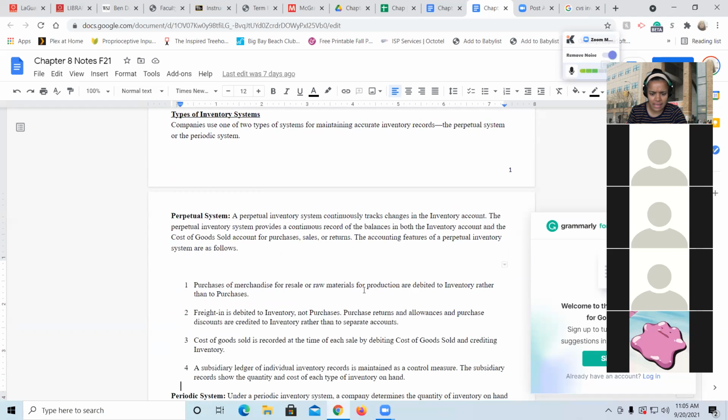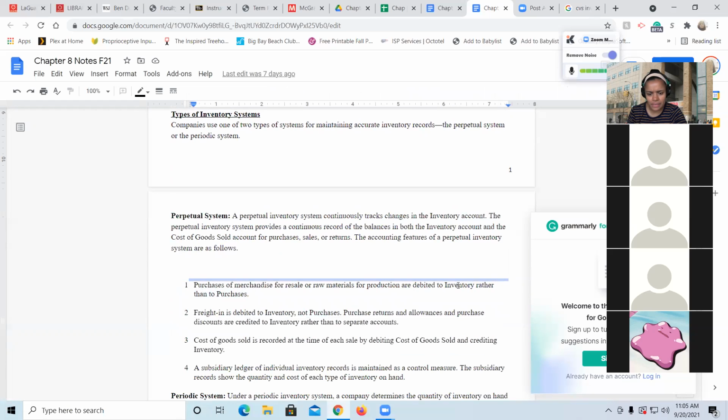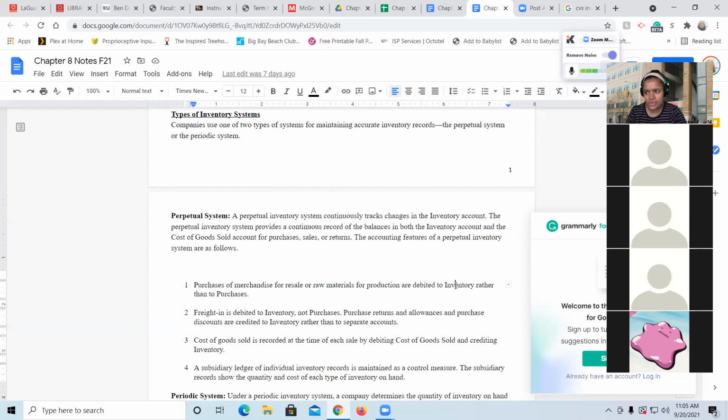And some of the things we need to remember is when we are using a perpetual system, we debit inventory and we don't use the purchases account that will be used in periodic. We debit inventory and we credit inventory for purchases and sales. Freight in, that sounds very complicated, but it's really just talking about shipping costs. So the cost that we pay to get the inventory to the location and condition where it can be used in our business is included in the cost of inventory. All right, so you add that on to the cost.